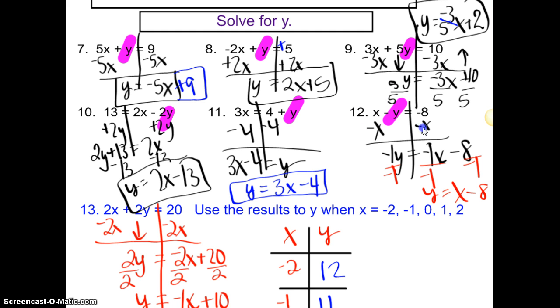Number 12, so I subtract the x, but then did you see this? Oh, there was a negative in front of that y. So all of your signs switched. I missed a sign again. See what happens when you get tired? Sometimes you get tired. I know that happens. So you go back and fix it.